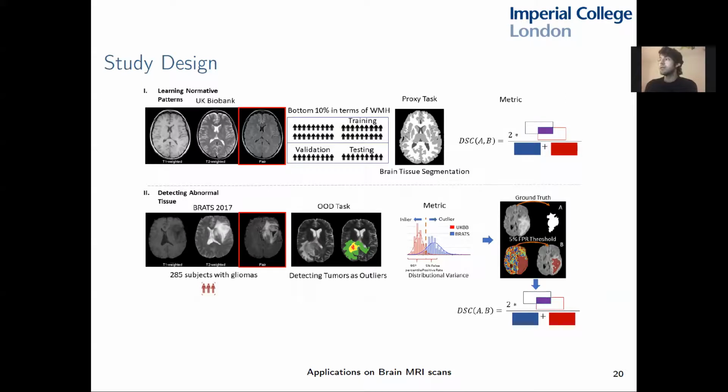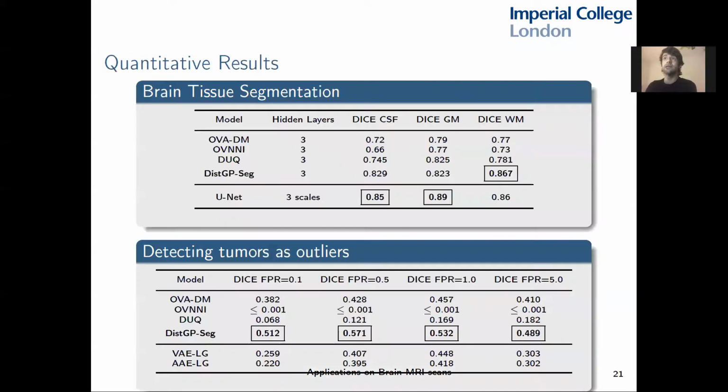So how do we do this? If you look at the histogram over there, we have the distributional variance histogram for all the voxels part of the UK Biobank, where we operate under the assumption that every voxel is an inlier. We set the threshold for what an outlier is at the 5% false positive ratio. Whatever is beyond this threshold, we set as an outlier in the BRATS scans. And then we compute the Dice score with respect to the ground truth tumor segmentations.